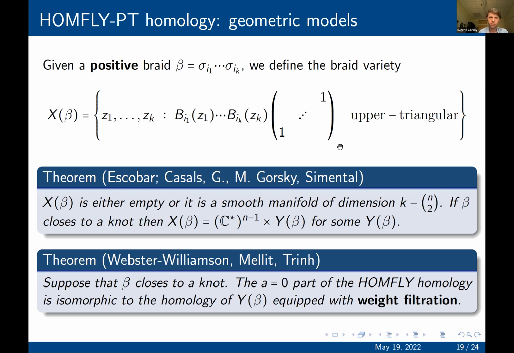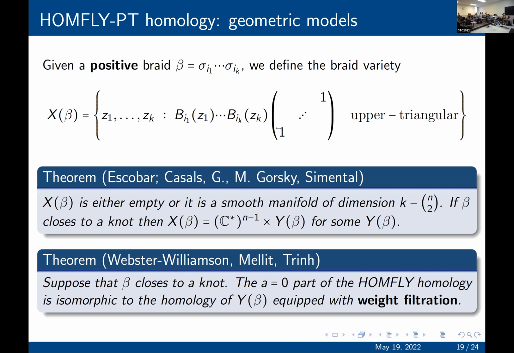And so this would give you an affine algebraic variety in the space with coordinates z_i, and you have n choose 2 equations which say that everything below the diagonal is 0. It's a very, very explicit algebraic variety. I'll show you an example on the next slide.